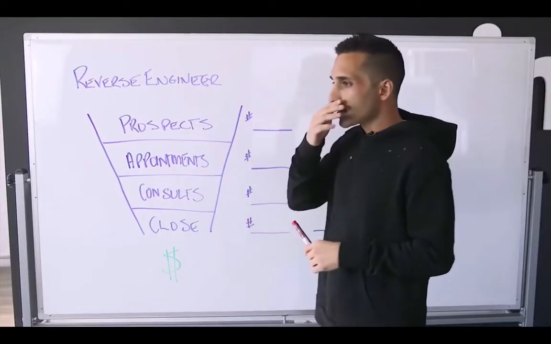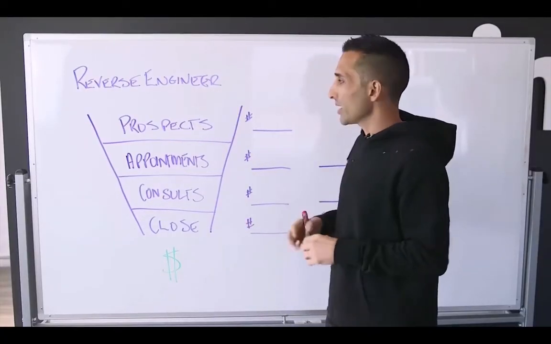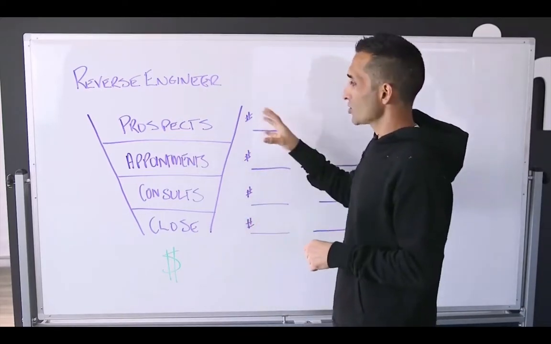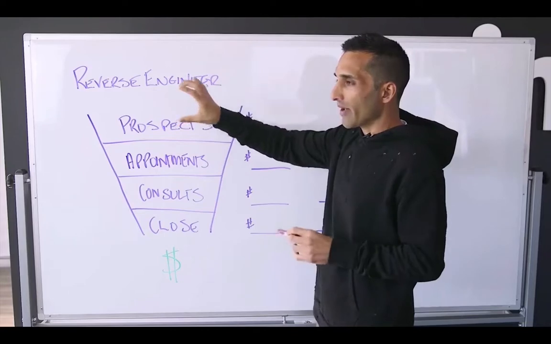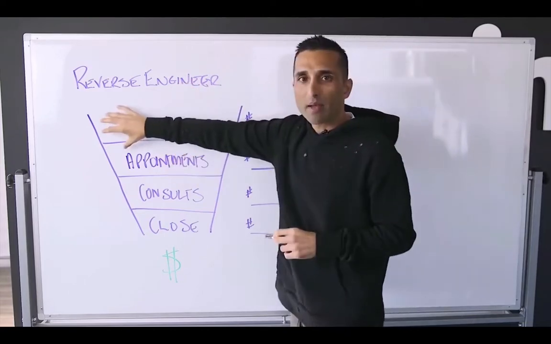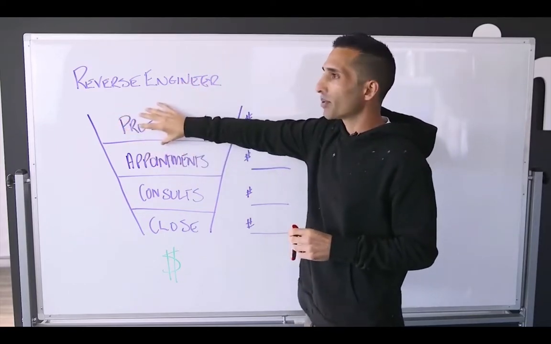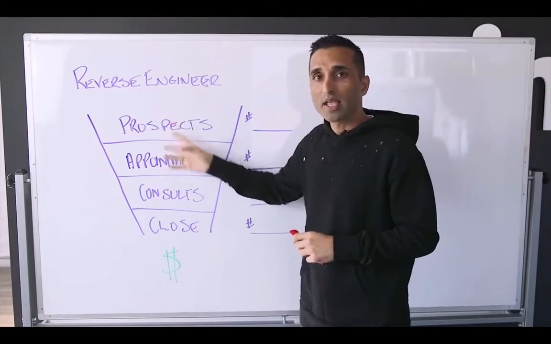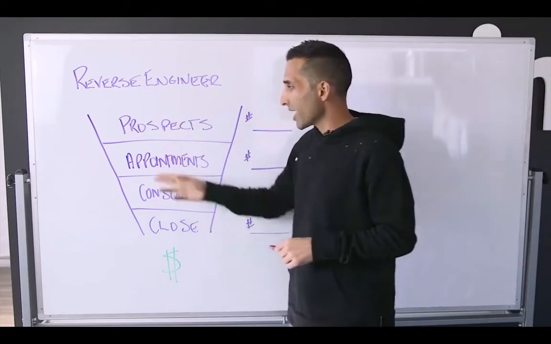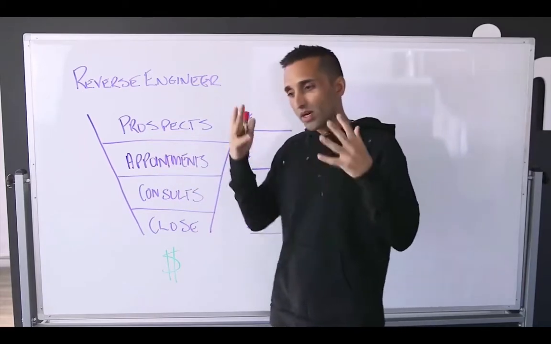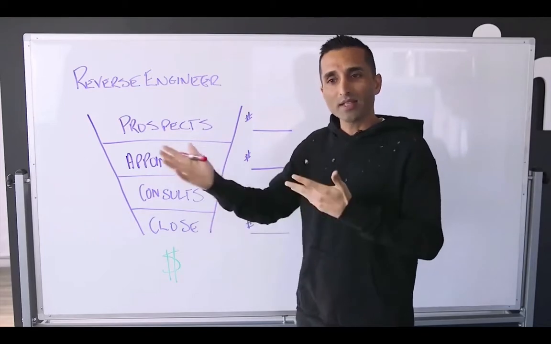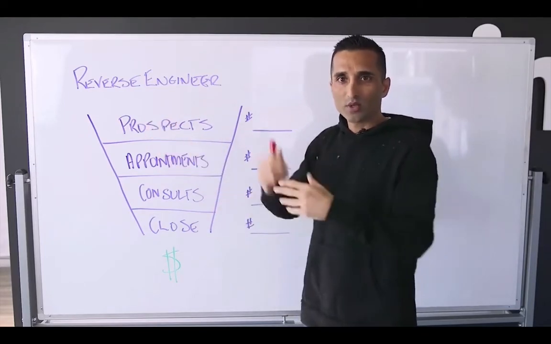So let's say you have a marketing or advertising campaign, and you start to track how many people are putting up their hand and inquiring about certain things, and that's what we're going to call prospects. The second part is appointments, because we want to take that prospect and get them to an appointment. That's the end goal.